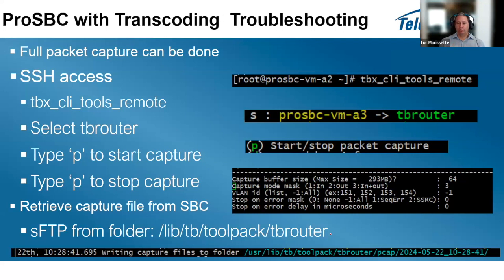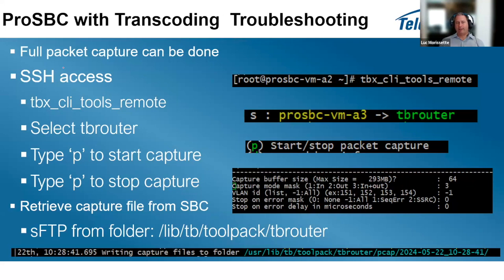And I will show you what to do. I just want to go through the different troubleshooting tools. You can also do a full packet capture on the ProSBC. A full packet capture will give you not only the SIP, but also the RTP stream. It will give you the ARP request, address resolution protocol request, to identify the MAC addresses to be used for each of the IPs in the network.